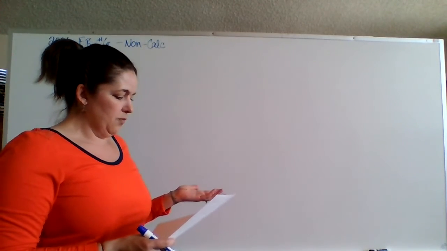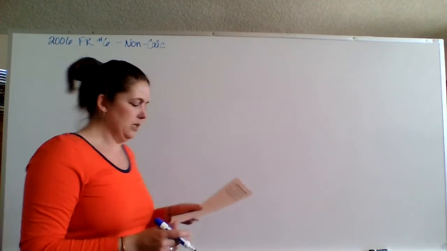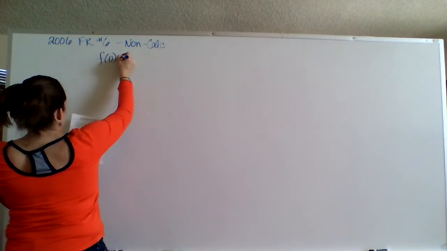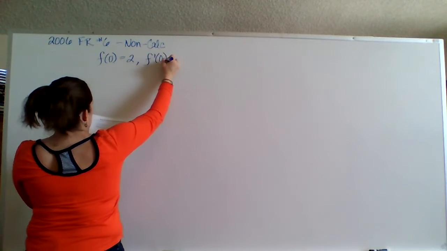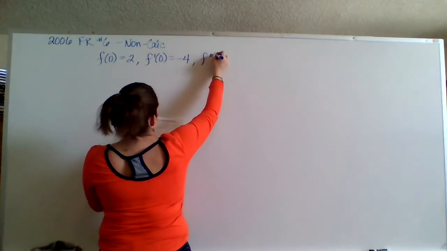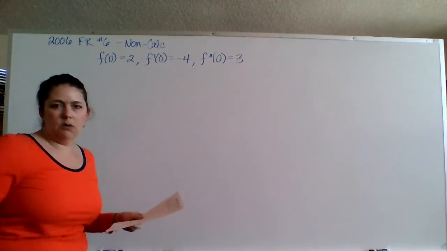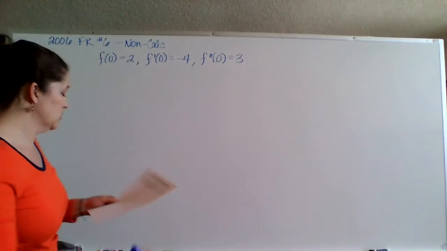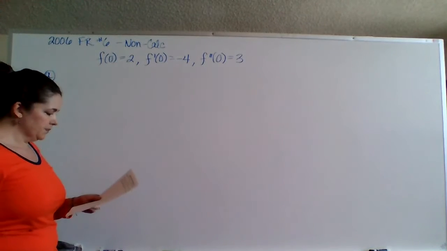So it says the twice differentiable function f is defined for all real numbers and satisfies the following conditions. And there's actually 3 of them. So for our original f, we know f of 0 is equal to 2. We know f prime of 0 is equal to negative 4. And we know f double prime of 0 is equal to 3. So we know a function value at 0, the first derivative value at 0, and the second derivative value at 0. And it's only 2 parts, which is interesting. It's only part A and part B.